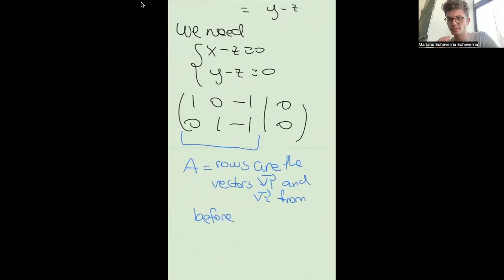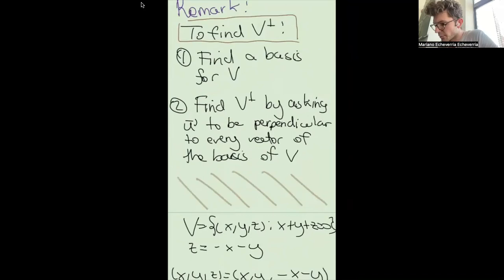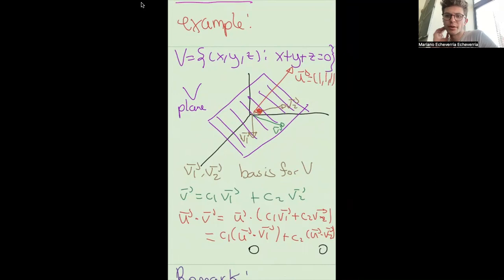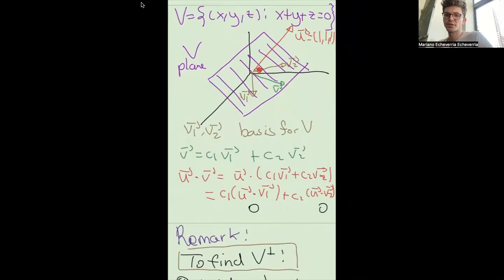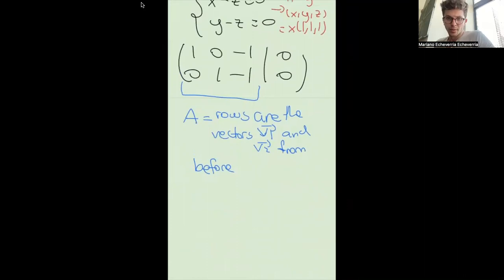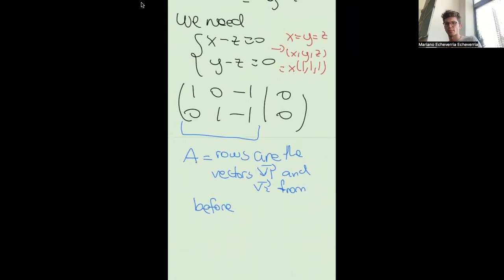Well, in fact, let me also write that this system says that x equals y equals z. So when you take x, y, z, that means that it had to be x times 1, 1, 1, right? So that means that every vector in v perp is a multiple of 1, 1, 1, okay? So that means that u had to be 1, 1, 1. And that's actually, if you ever take multivariable calculus, what's called the normal vector to the plane. So this is the way we would find it. What this is saying is that any vector that's perpendicular to this plane is a multiple of 1, 1, 1. Is that making sense?